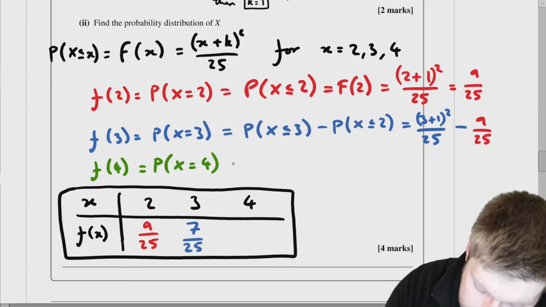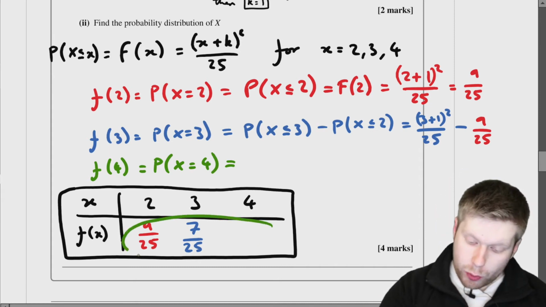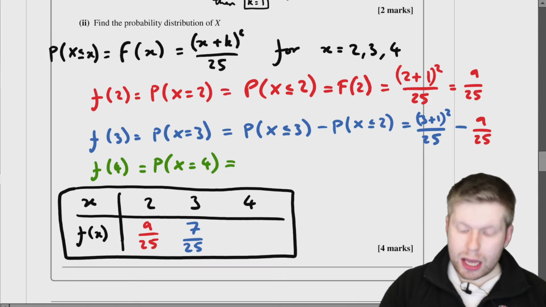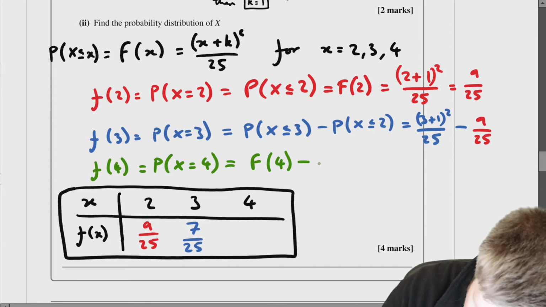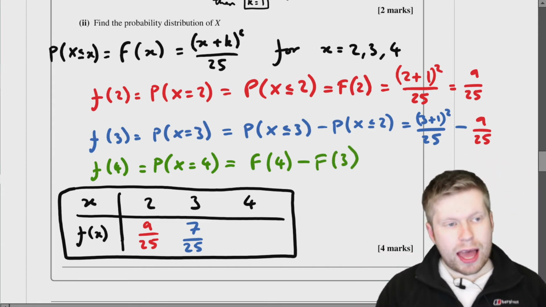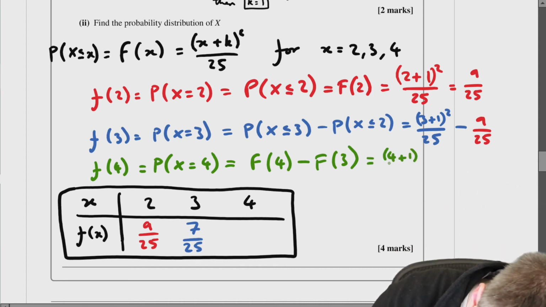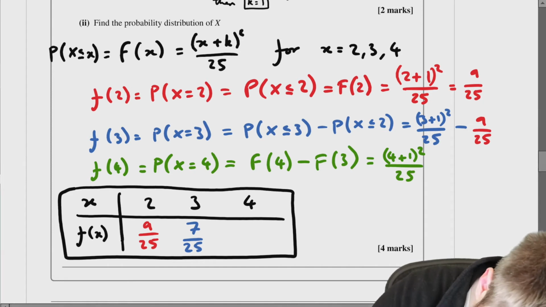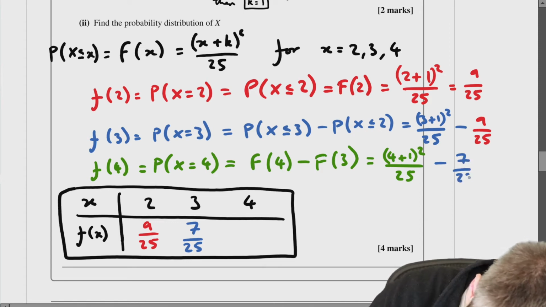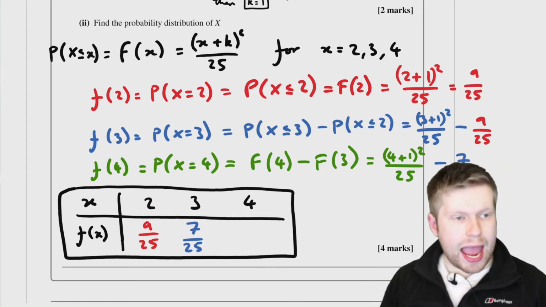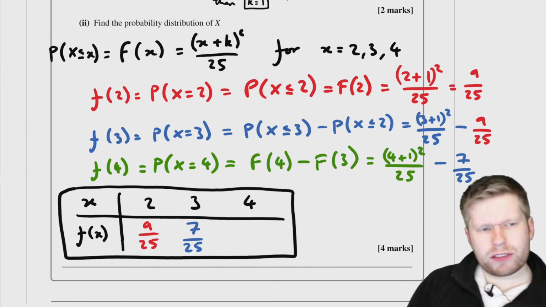Now, just to illustrate this again, there are a couple of ways that I can find the probability that x equals 4. I can either use the fact that all probabilities have to add up to 1, so I can calculate the remaining probability. But just to show you that this works, let's find f of 4, that's what I'm after, take away f of 3. Basically I'm left with just the probability that x equals 4. So I get (4 plus 1) all squared over 25, take away the previous probability, which was 7/25. So 4 plus 1 is 5, squared is 25, so that's 25 take away 7.